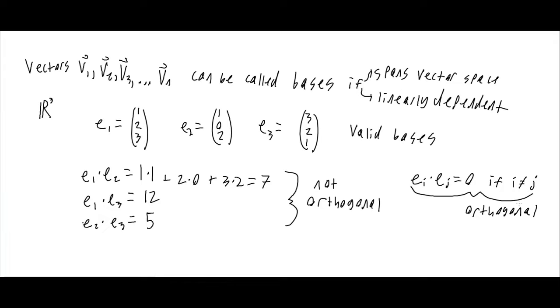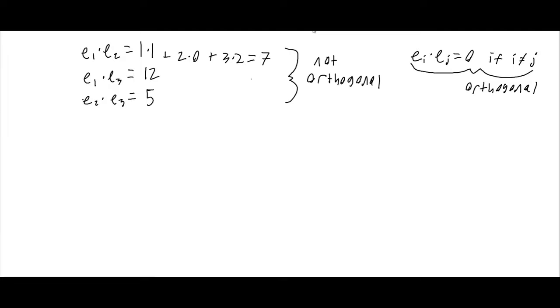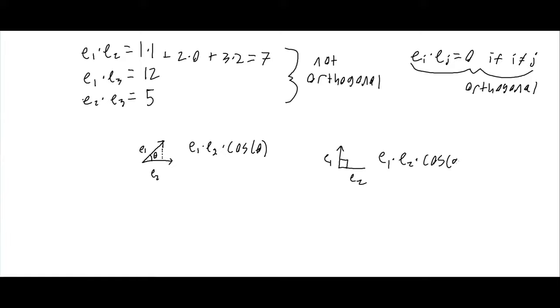And so if we just think about the geometric interpretation of the dot product, and I'll just use two dimensions. If we have something like this, E1 and E2, the dot product is sort of taking the shadow of this one over this. So we have our theta here. And so what we have is E1 times E2 times cosine of theta. Well, if we have something like this, where this is a right angle, then E1 times E2 times cosine of 90 degrees. So cosine of 90 degrees is 0. So this would equal 0.